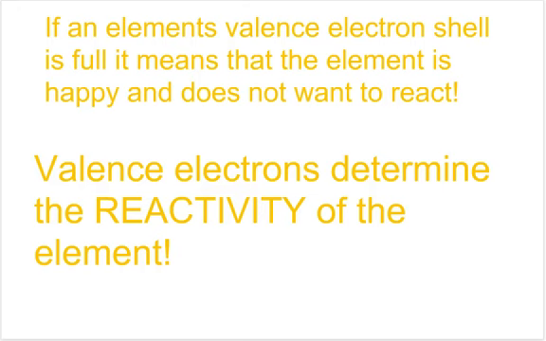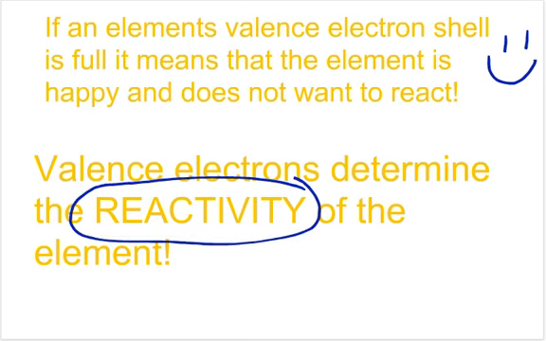If an element's valence electron shell is full, the element is happy and doesn't want to react. It doesn't want to explode. If the valence electron shell is not full, the element is unhappy. Valence electrons determine the reactivity of the element. You can do this.